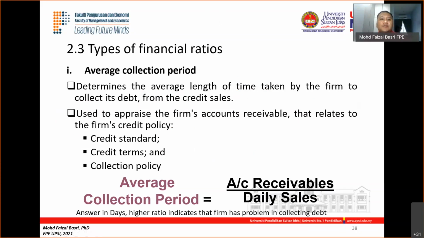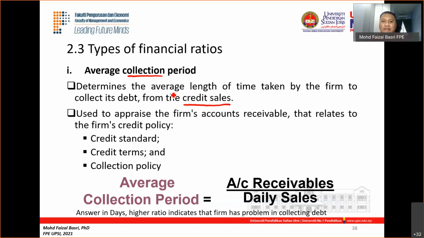Thank you. So first one, ACP, average collection period. The keyword here is collection. When we talk about collection in the business, this is when we do sales to our customers, but the customers are given credit, meaning they don't have to pay by cash. Hence we will measure the credit sales. The collection here refers to how long it takes for the customer to repay us the credit.